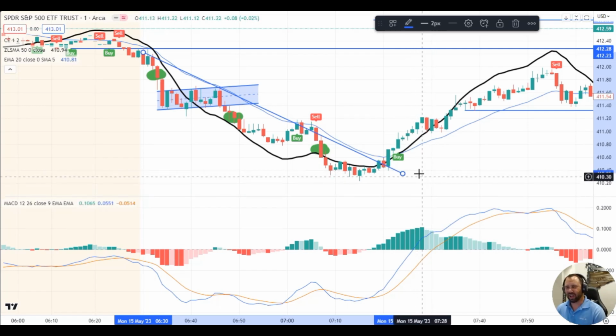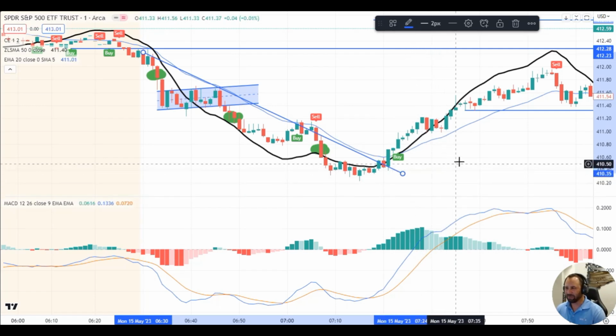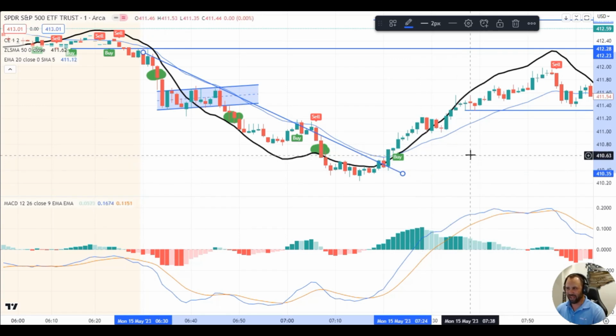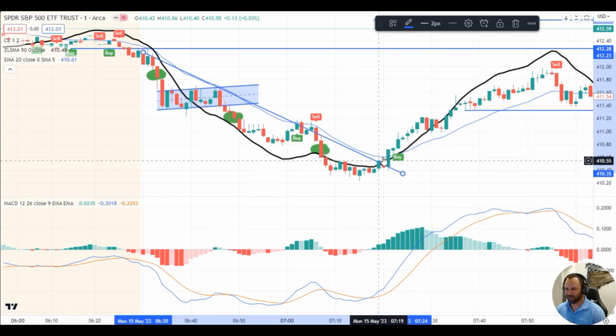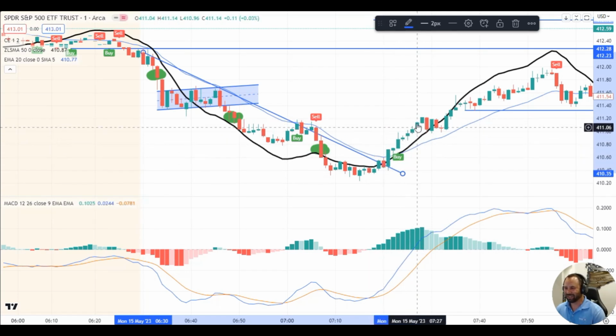So I just sat around and watched the market play out. And so we'll walk through a little bit of what happened. So you can see all of this bullishness, right? Starting to show a bullish trend again.